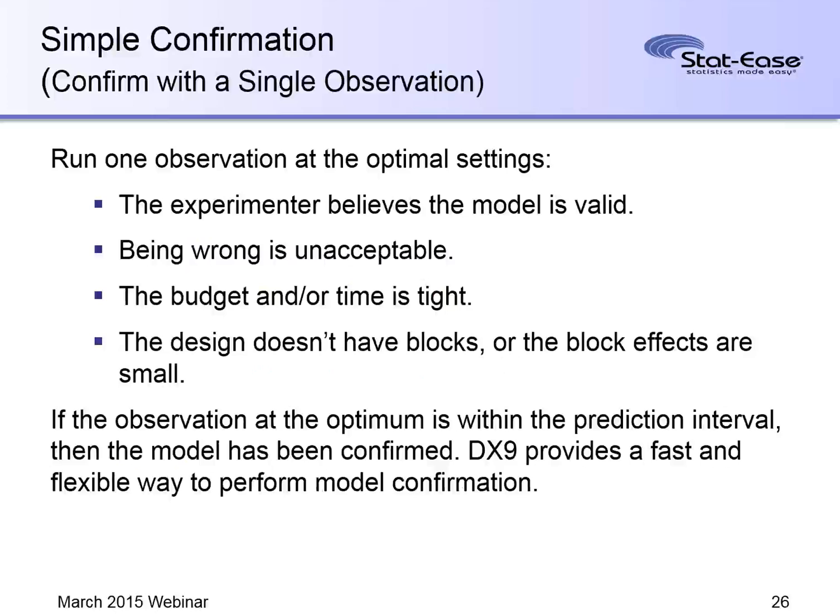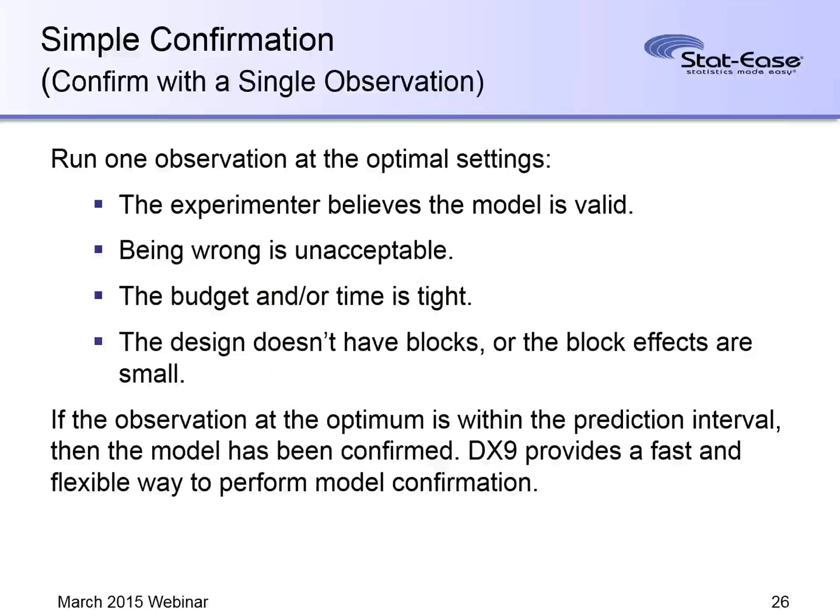Here are some comments about that. If the experimenter believes that the model is valid, then maybe one run might be enough. If being wrong is unacceptable, but the budget or time is really tight, then you might only want one observation. Again, one observation is much, much better than no additional confirmation runs. Also, if the design doesn't have blocks, or if the block effects are fairly small, one confirmation run might be acceptable.